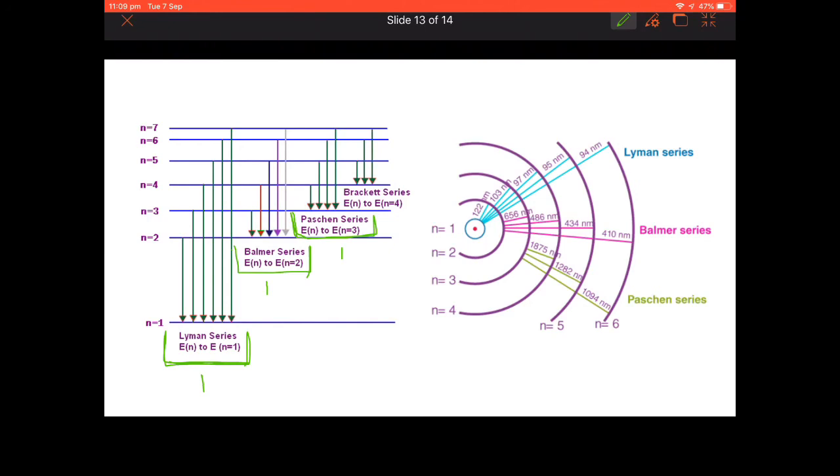The diagram on your left is just another way of representing this, using actual concentric electron shells, and you've got the wavelength of each photon listed next to each electron jump. So Lyman up the top, the highest frequency, highest energy. Balmer series, visible light in the middle, the middle of the range of frequencies and wavelengths. And then the Paschen series, which is infrared, with the lowest frequencies and longest wavelengths.